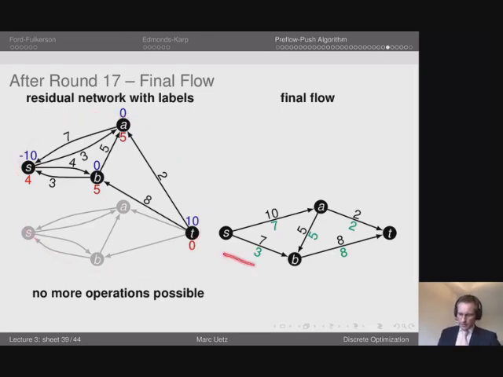And when we look at the picture on the right, we also see that we now have a feasible flow. Inflow, positive inflow is equal to positive outflow at the 2 intermediate nodes A and B. So as there is no excess in the network anymore, except for the target node, of course, no more operations are possible, and we stop with a maximum flow.